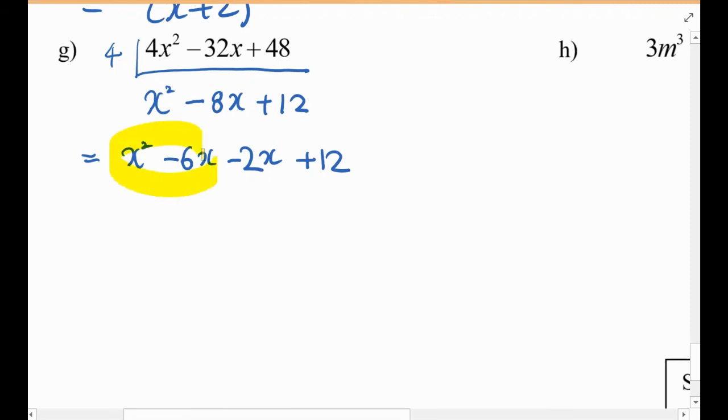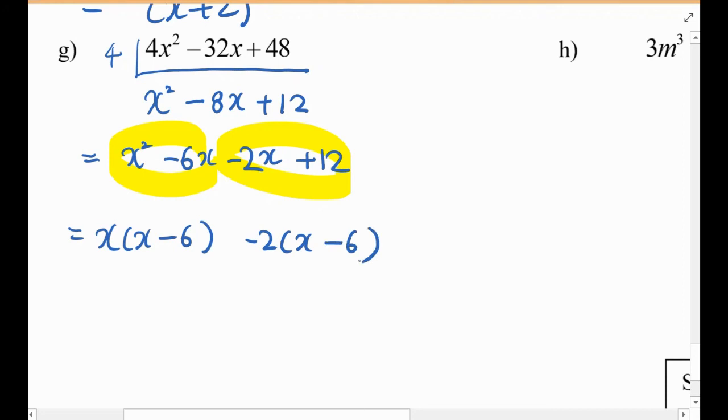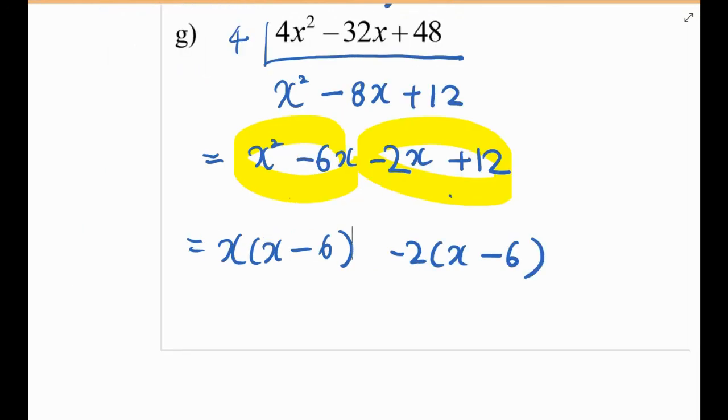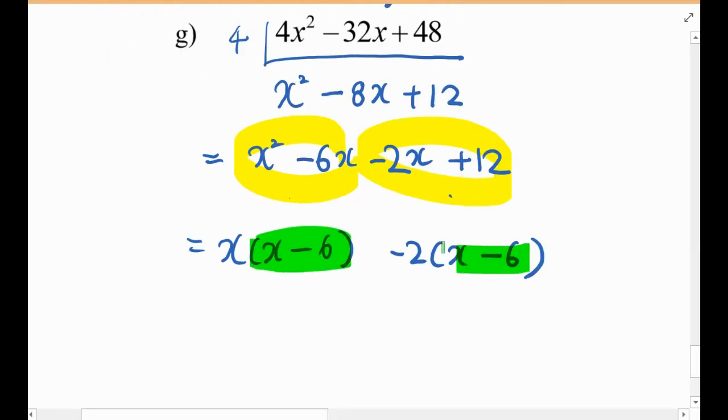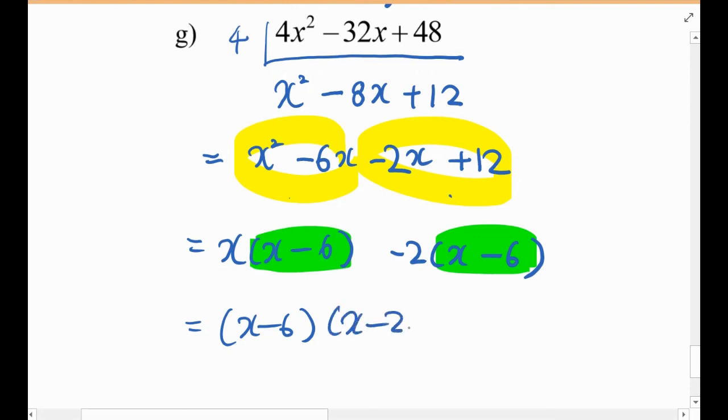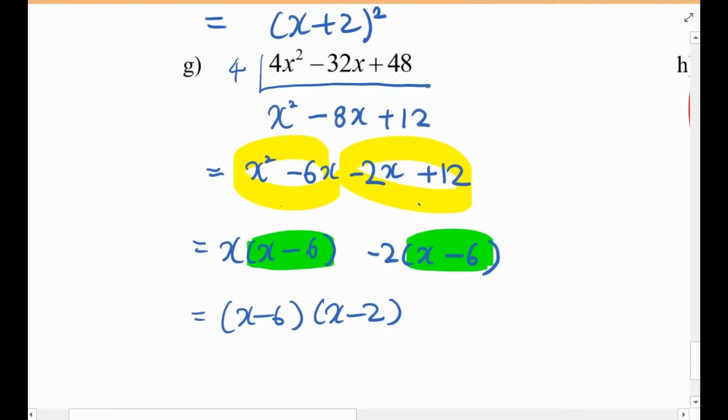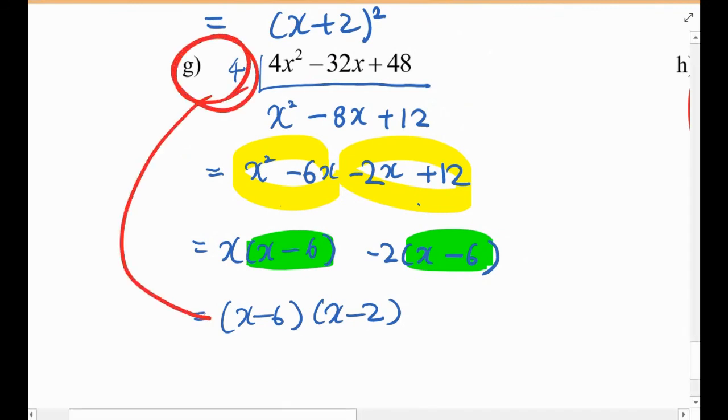Alright, now you group them up. Factor out x. Factor out negative 2. So the GCF is x and the GCF is negative 2. And we're going to factor out x minus 6. And that will be x minus 6. And the leftover, x minus 2. And we're not done yet because we factored out 4. So we have to combine them. The answer will be 4(x minus 6)(x minus 2).